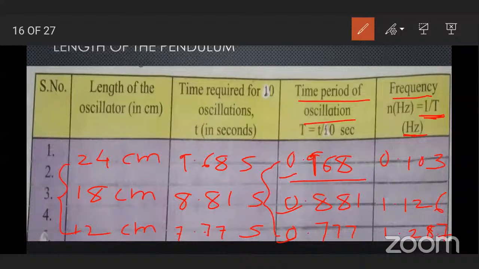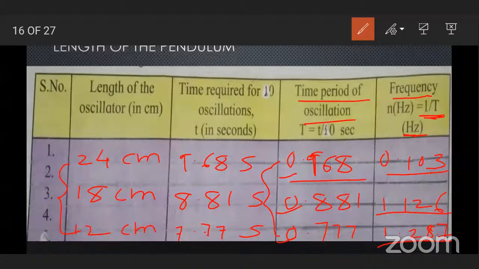Frequency will increase. Here the first frequency is 1.03, second one is 1.126, third one is 1.287. It means your frequency increases. From this, we can infer that if the length of the oscillator decreases, the time period of oscillation also decreases, but the frequency increases.